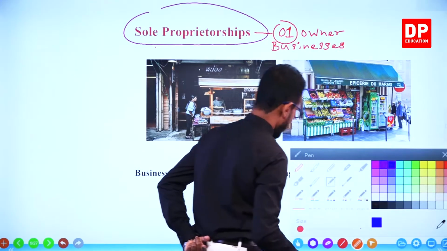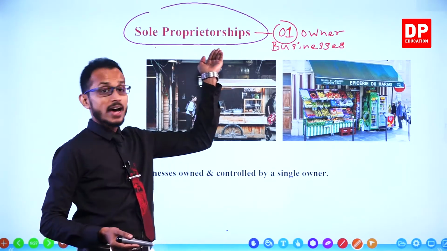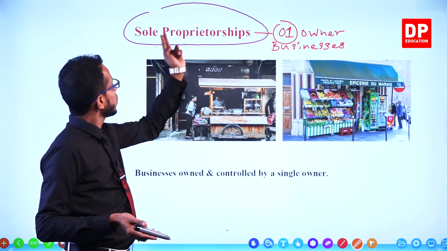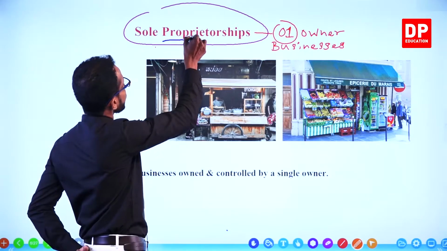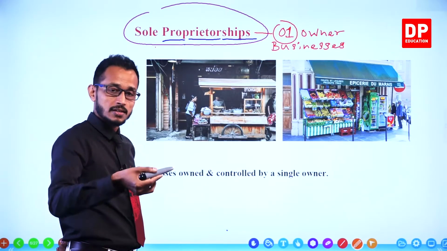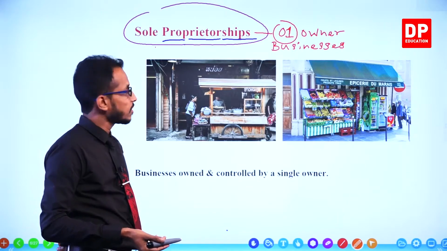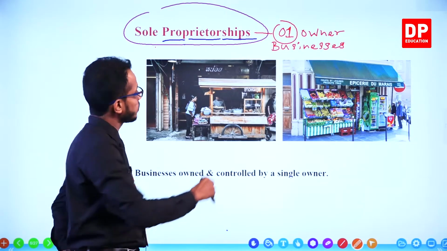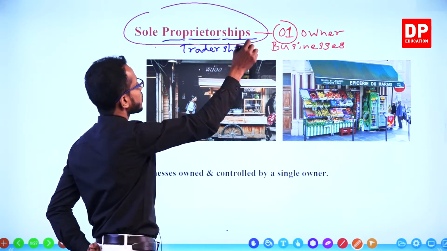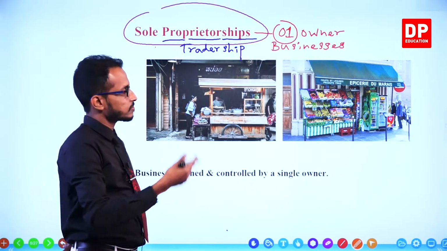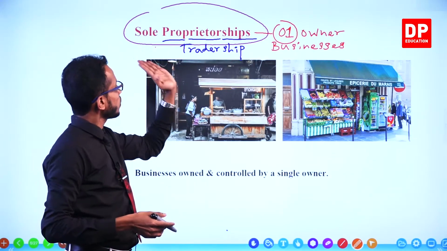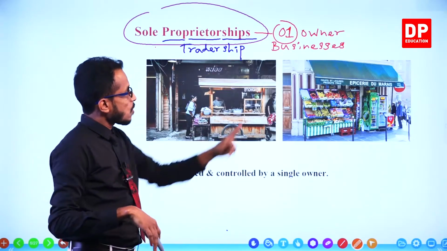If it is hard for you to remember, or hard to pronounce, how do you pronounce it? Proprietorships. I'll give you another word: tradership. Take that if it is easy. You can say sole proprietorship or you can say sole tradership. Both are correct. One owner businesses.